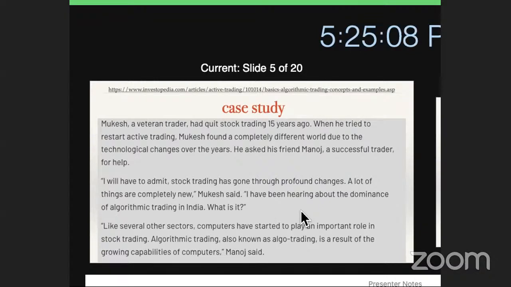You can actually read a lot of things on investopedia.com, including about algorithm trading. Like several other sectors, computers have also started to play an important role in this. Algorithm trading is algo trading. This is human expertise fed with data from everywhere, and it can do forecasting better than a human being. That's where algorithm trading is coming from.